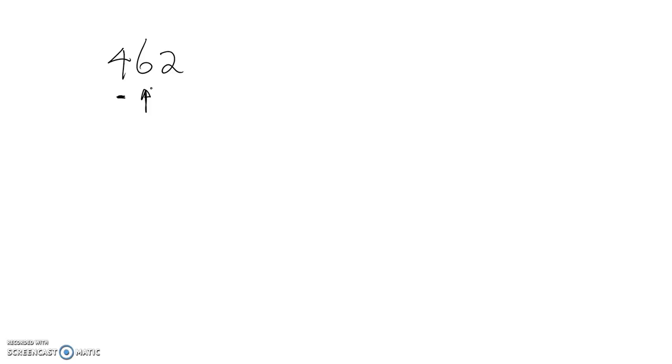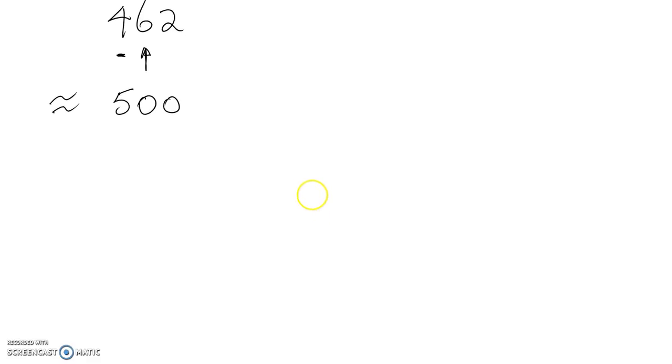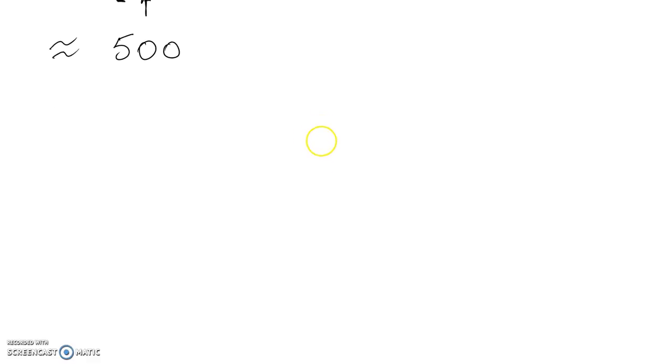Now it's a 6. Remember, if it's 5, 6, 7, 8 or 9, we're going to round our first digit up. So the next number after the 4 is a 5, and now we're going to round it up to 500. So 462 when rounded is approximately equal to 500. If you're not sure, this little symbol means approximately equal to.